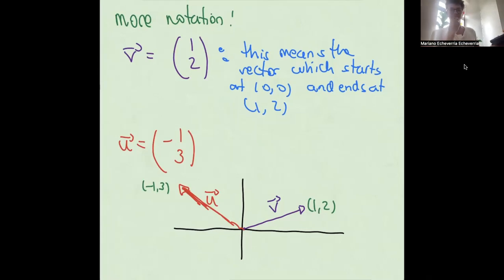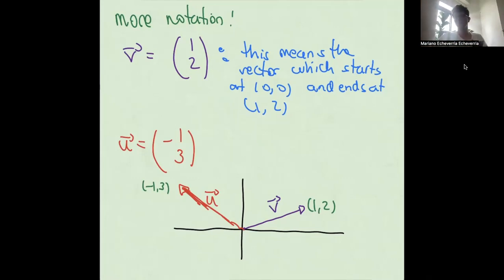Is that okay? So again, hopefully there's very little chance of confusion, because if you really mean the arrow, you put an arrow literally next to the notation, on top of the letter. That will always remind you that you're thinking of it as a vector.